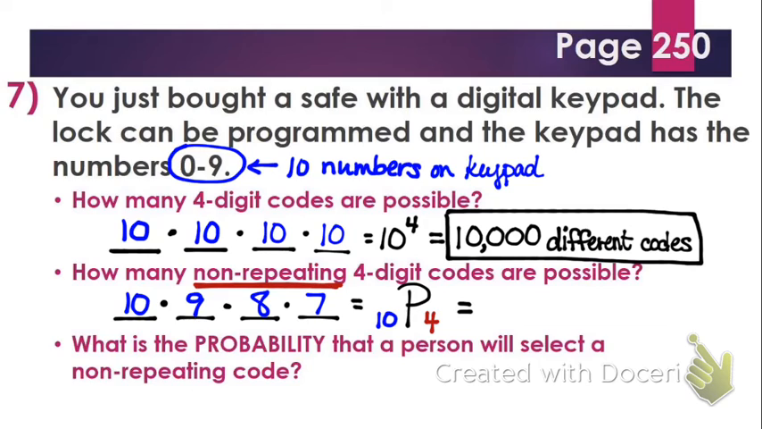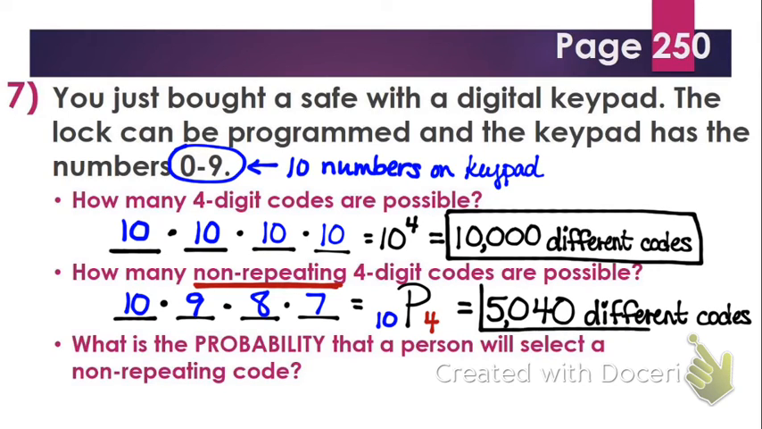Tell me what you get when you type this into the calculator. How much? 5,040. 5,040. Yeah. All right. So this is 5,040 different non-repeating codes.